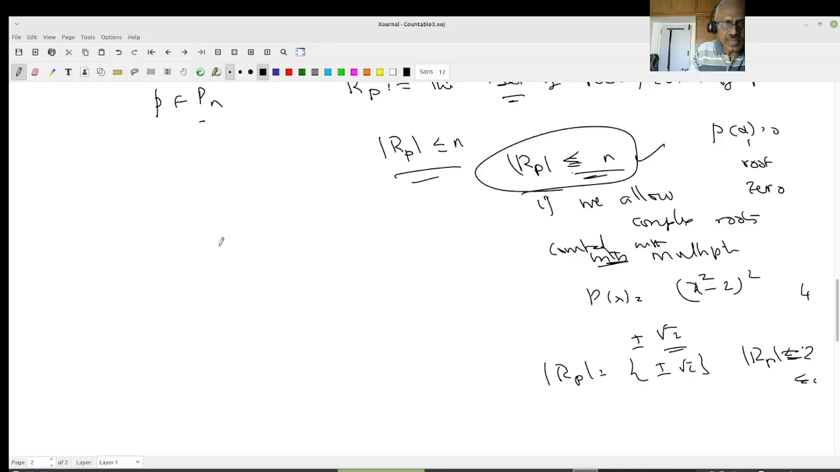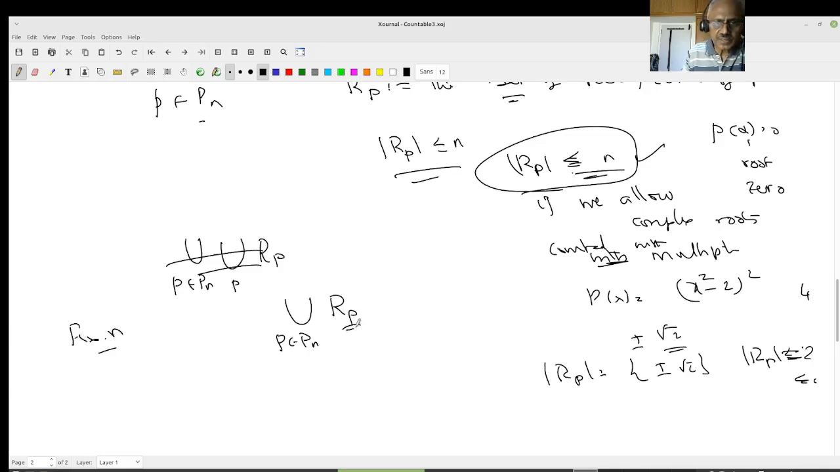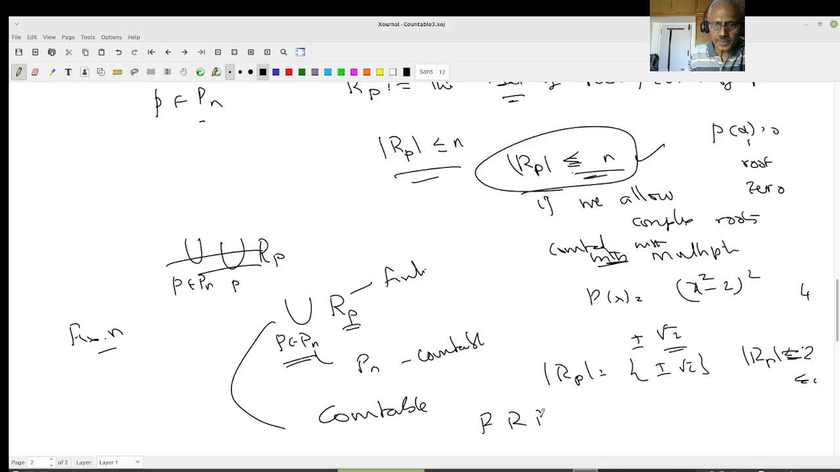Therefore now let us look at the roots of polynomials P in Pn. Are you following? Let me write R of P, P is in Pn, for a fixed n, then this is a finite set. And this Pn is countable, so the indexing set is countable, and a countable union of finite sets is countable, therefore this is countable. Okay, pause, review, proceed.